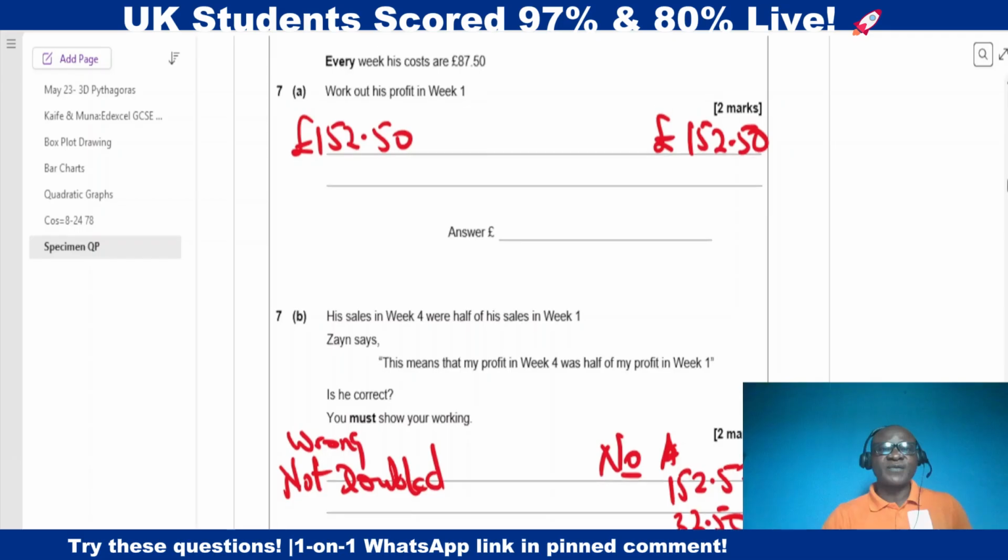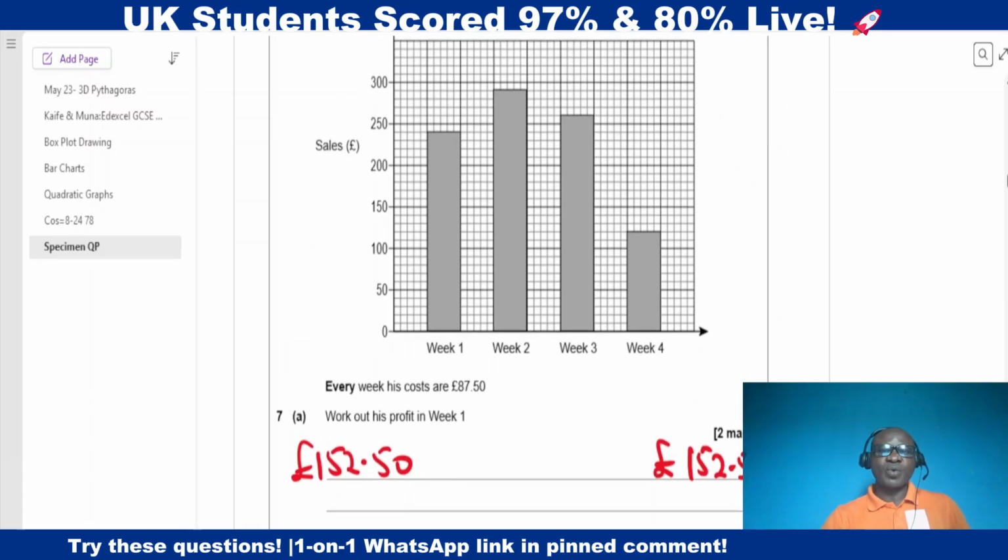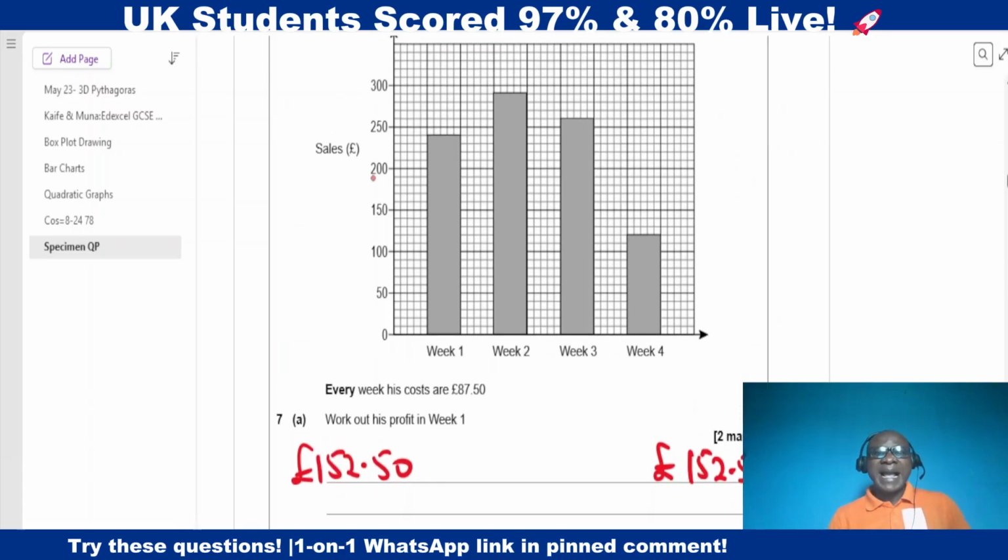In the first place, from the graph, they say every week the cost is £87.50. Work out the profit in week 1. In week 1, how much was the sales? Look at the line. Now, the difference here is 50. Are you with me? Please don't do another thing except what I'm doing now.